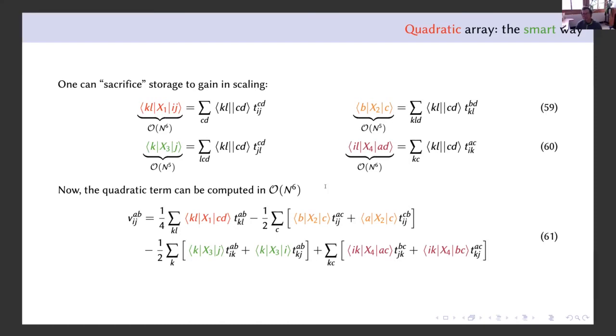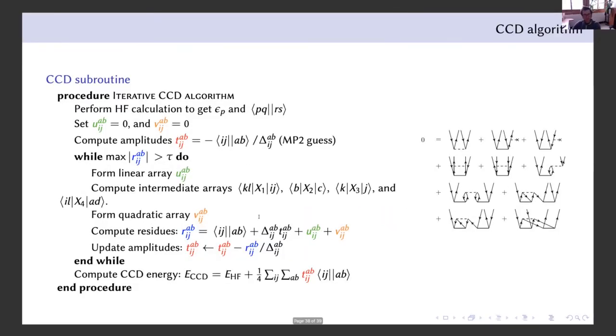So again, we use the same trick as before. We said it's too much computation, so I'm going to store intermediate quantities, and by doing this, I'm going to lower the scaling. If you do this, you're going to show that you spend more time computing the V array than the U array, but it's going to be the same scaling, so you're not going to spend the entire computational time doing this. And you're going to be able to do a CCD calculation pretty fast. Okay, so that's what I wanted to show you.